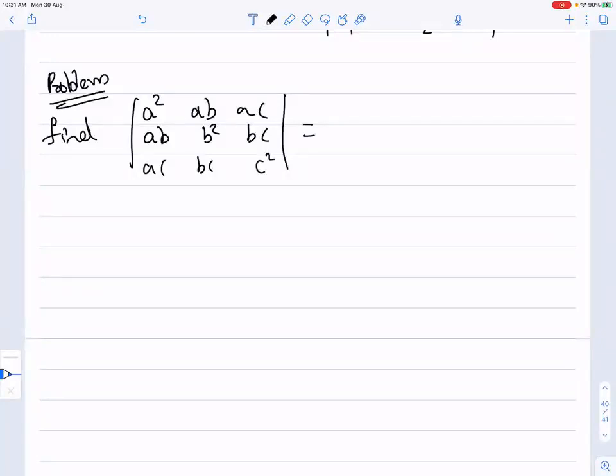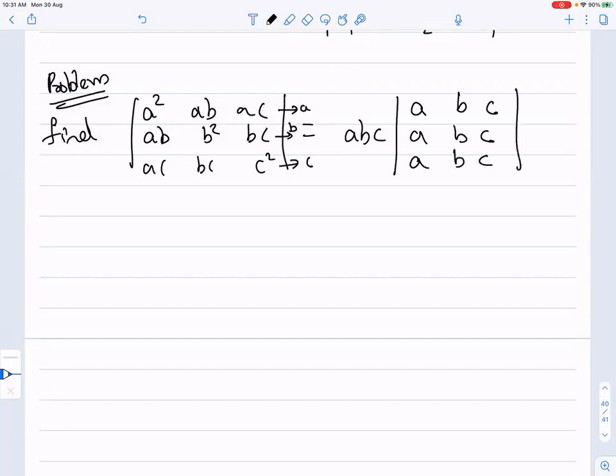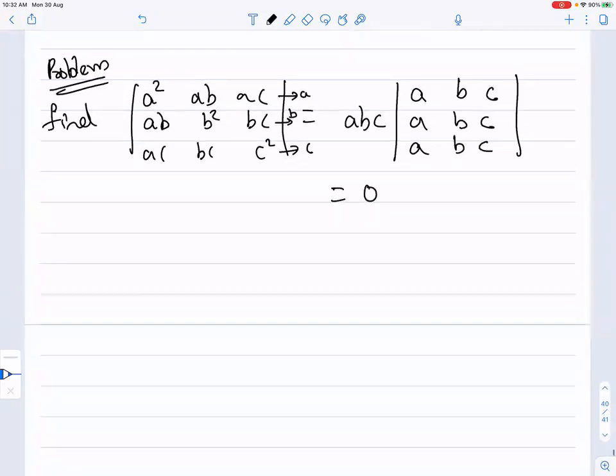You take A common from this row, B common from this row, and C common from this row. What will happen? ABC will come out. What will be on the first row? A, B, C. Second row से B गया, A, B, C. Third row से C गया, A, B, C. See, all 3 rows are same. Determinant value is what? Any 2 rows are same, then also it is 0. Here all 3 rows are same. Determinant value will be 0. Is it clear?